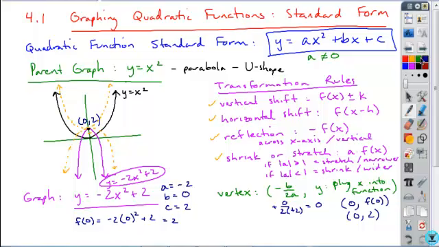Okay, in addition to the vertex, you also need to be able to find what's called an axis of symmetry. The axis of symmetry is always going to be a vertical line, and the vertical line is just going to be the equation x equals whatever the x-coordinate of your vertex was. So negative b over 2a. And it's always going to be an entire equation.